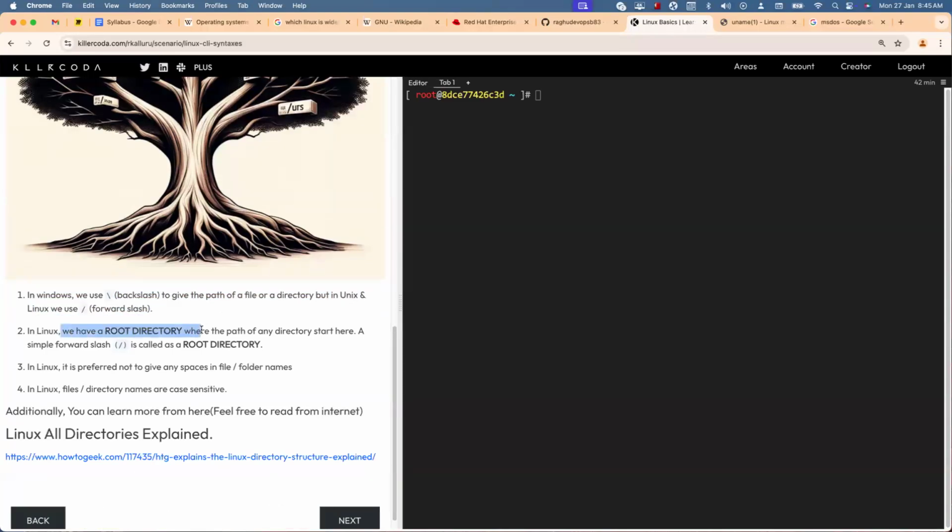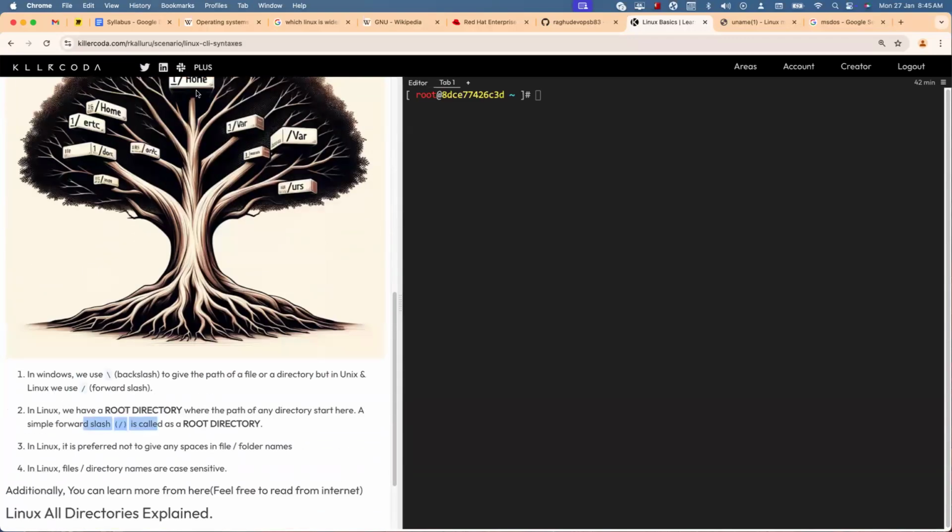In Linux, we have a root directory where the path actually starts, and that is called /. We call it root because it is inspired from the tree. The tree starts from the root. The starting place is called root, and it is called /.